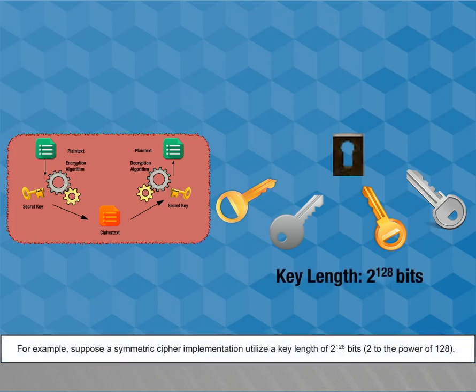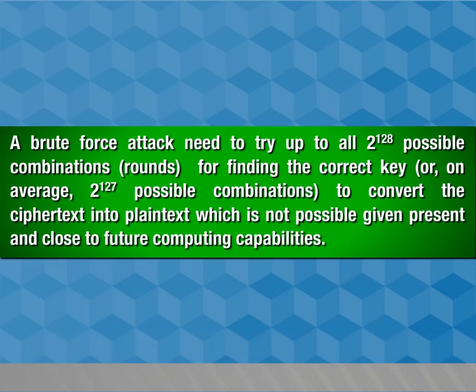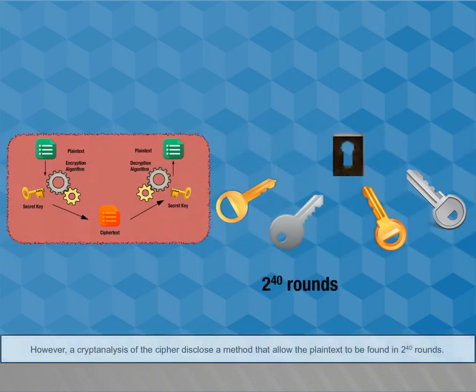For example, suppose a symmetric cipher implementation utilizes a key length of 2^128 bits, that is, 2 to the power of 128. A brute force attack needs to try up to all 2^128 possible combinations, that is rounds, to find the correct key, or on average 2^127 possible combinations, to convert the ciphertext into plaintext, which is not possible given present and close to future computing capabilities. However, a cryptanalysis of the cipher discloses a method that allows the plaintext to be found in 2^40 rounds.